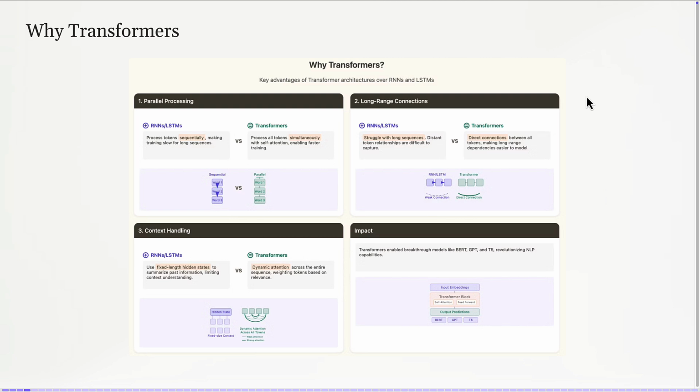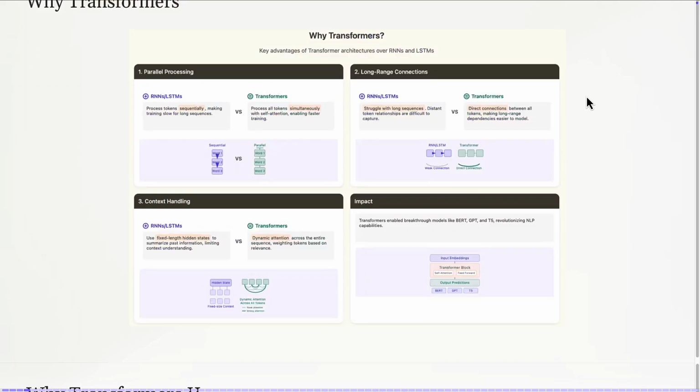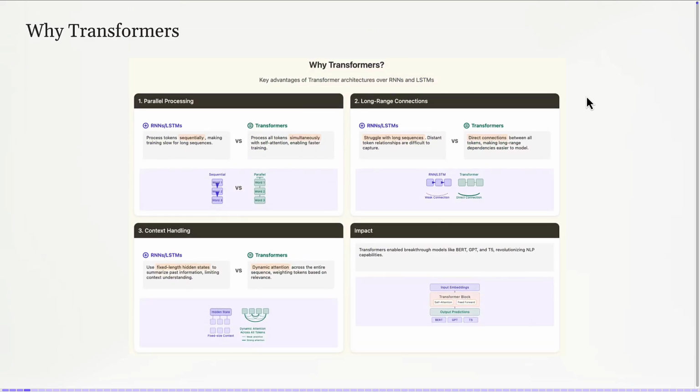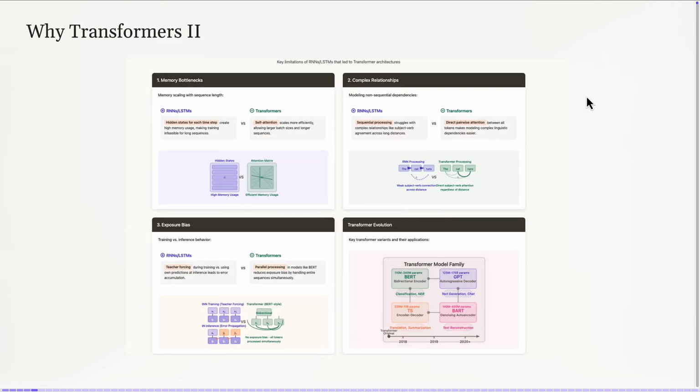Also, we have the problem of context handling. RNN and LSTM use a fixed-length hidden state to summarize the past information, while in transformer, we have the concept of dynamic attention. Don't worry if you don't get all the information about attention, because we'll dive deeper into all these concepts. This is just an introduction. This is the general architecture which I'm going to present.